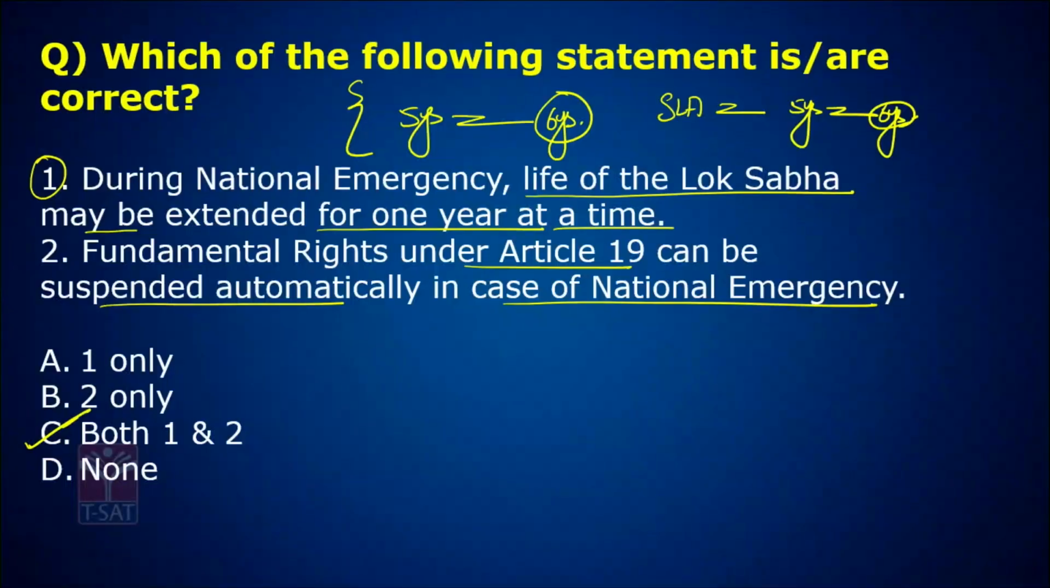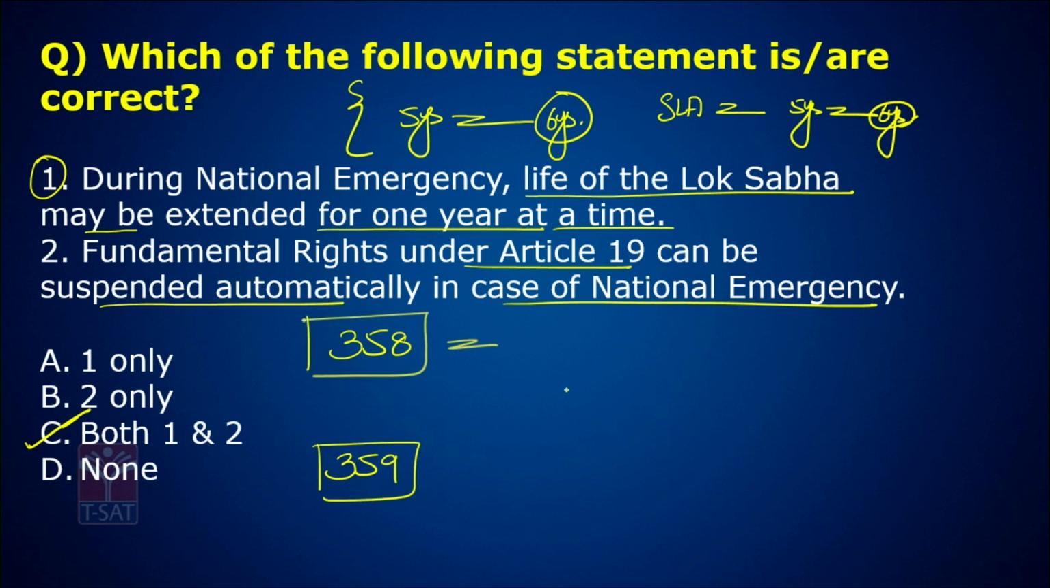Look at the second point. 2 articles you need to remember for the exam. The first one is Article 358. The second one is Article 359. According to Article 358, fundamental right guaranteed under Article 19 is automatically suspended in case of national emergency in India. Okay, this is a very easy statement. Fundamental right guaranteed under Article 19 is automatically suspended in case of national emergency.